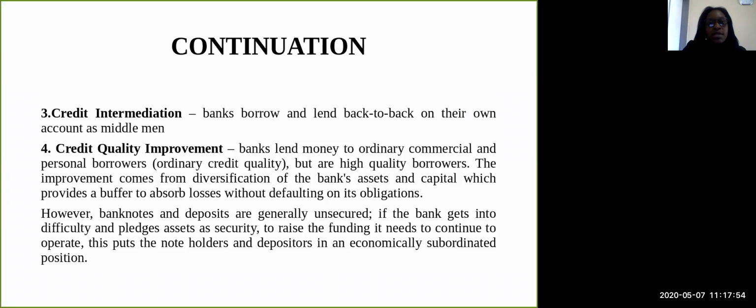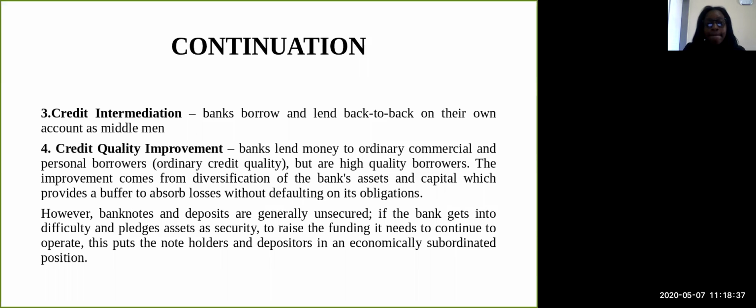We'll go on and look at the third function of banks, which is credit intermediation. Just like the word intermediary, banks borrow and lend back to back on their own accounts as middlemen. The fourth is credit quality improvement. So banks lend money to ordinary commercial and personal borrowers, but are high quality borrowers. The improvement comes from diversification of the bank's assets and capital, which provides a buffer to absorb losses without defaulting on its obligation.